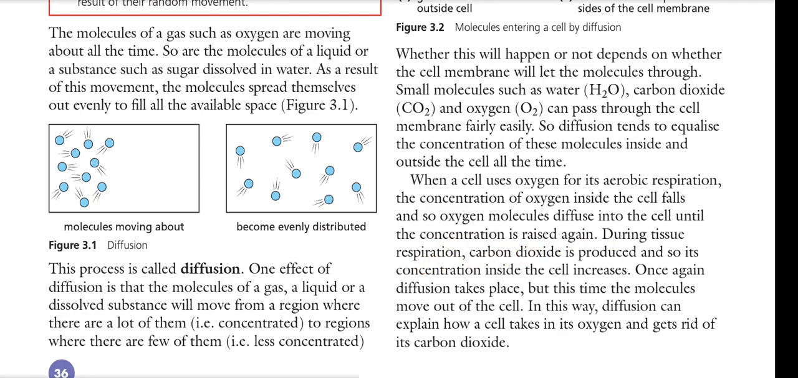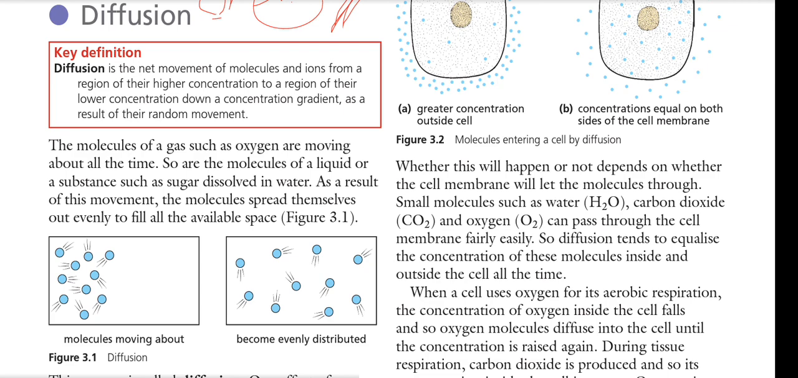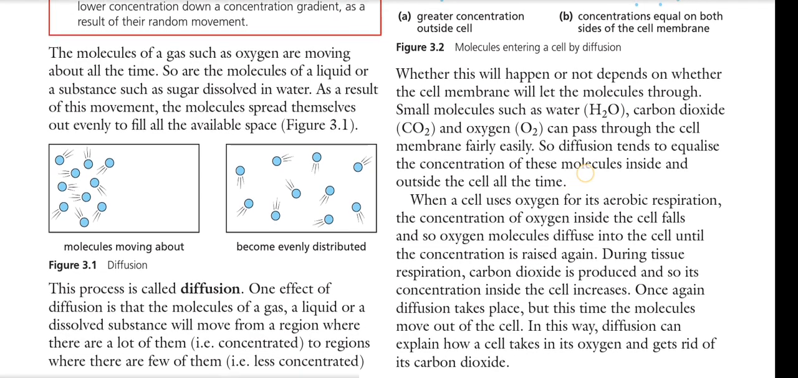During tissue respiration, carbon dioxide is produced, so it is concentrated inside the cell. Once again diffusion takes place, but this time in the reverse direction. In this way diffusion explains how a cell takes in oxygen and gets rid of carbon dioxide. It's very common and easy to remember, because we need a continuous supply of oxygen for the aerobic respiration that takes place in our cells, to produce enough ATP for our breathing and normal functioning. So we have to take it in, as the pre-existing oxygen is being used in aerobic respiration.